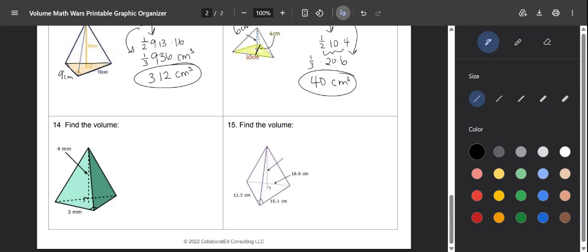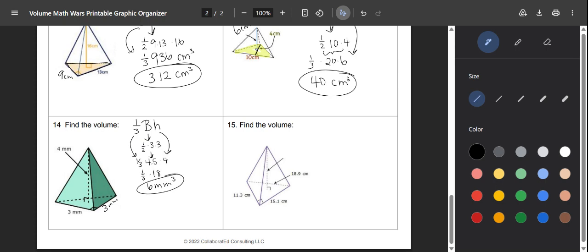14 is a you-do problem. You do need to know that this is equal to 3 millimeters. Remember that is 1/3 area of the base times height. Remember that the base is a triangle, so you got to find the area of that triangle and then plug it into the formula. Pause the video now, please, and hit play when you're ready to come check your work.